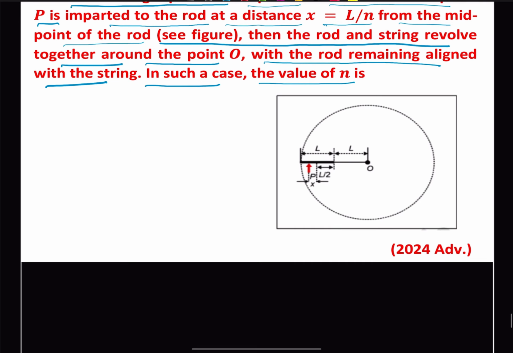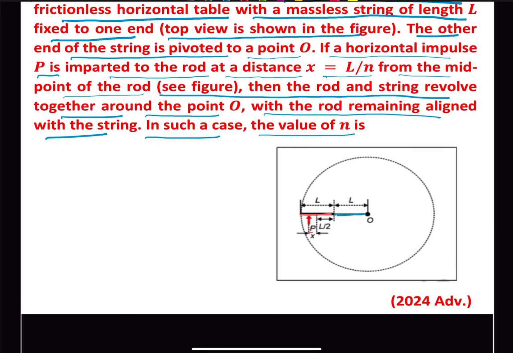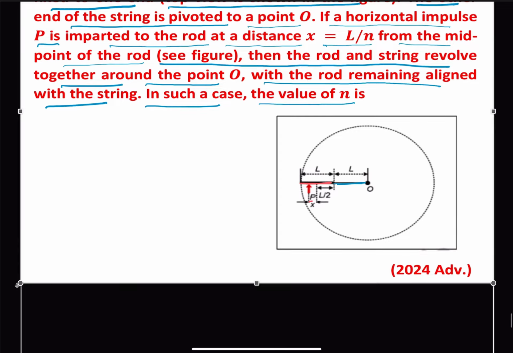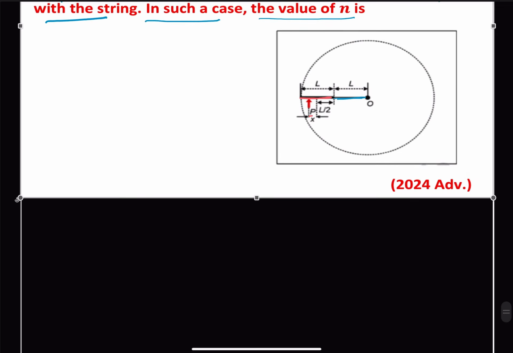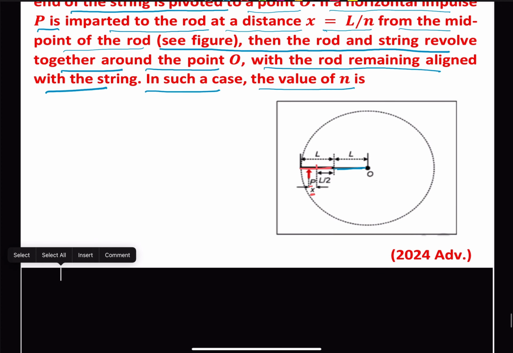So the basic figure is given to us. We have a string of length L, and we have a rod which is also of length L. Impulse P is applied at a distance L by N away from the midpoint of the rod, and this x is given as L by N. So we have to find out the value of N.